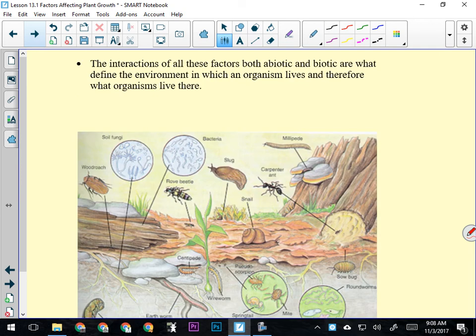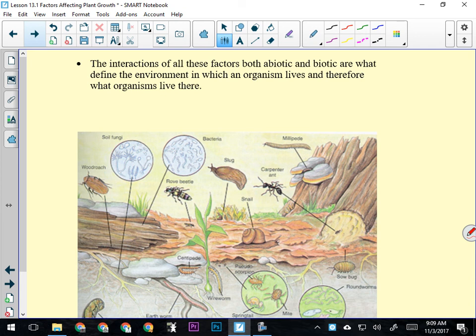Then there are biotic components, and we haven't talked about any of these. These are the living things in the environment that can affect the growth of a plant. First off, other plants. Plants affect each other in a competitive way. They have to compete for light, for nutrients, for water, for all those abiotic things we just talked about. So having other plants in the area is going to produce competition.